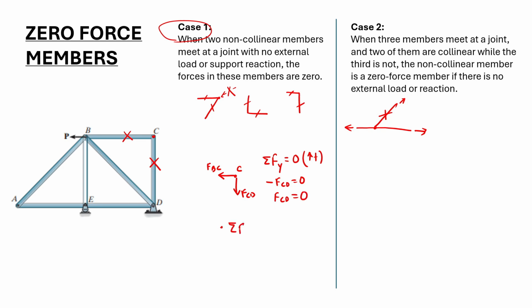Similarly, the summation of all the forces in the x direction is 0, so minus FBC equals 0. This means the force in member BC is 0.